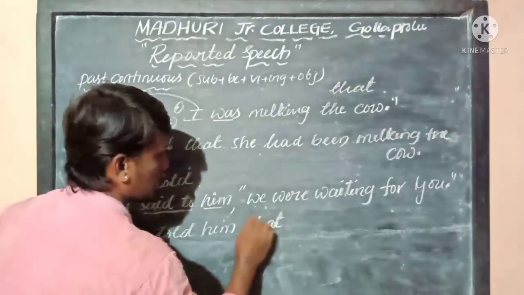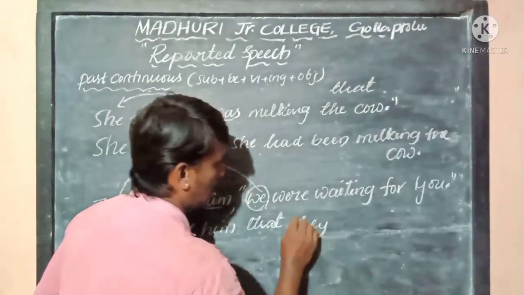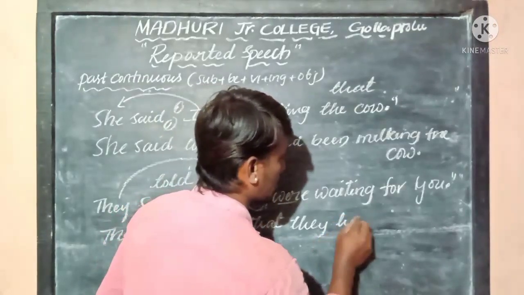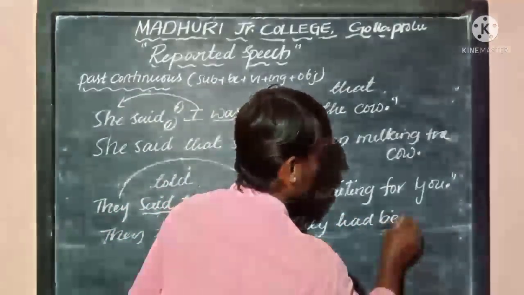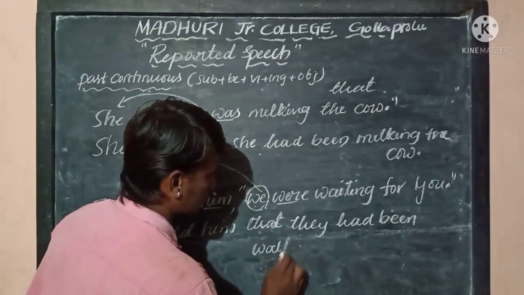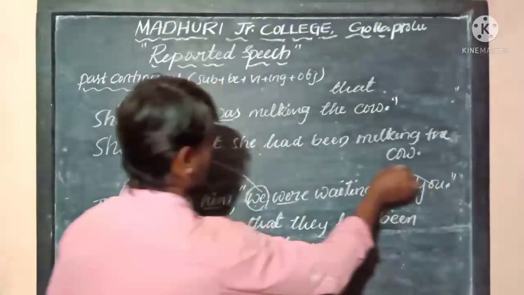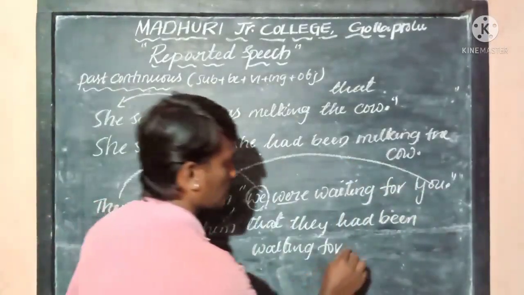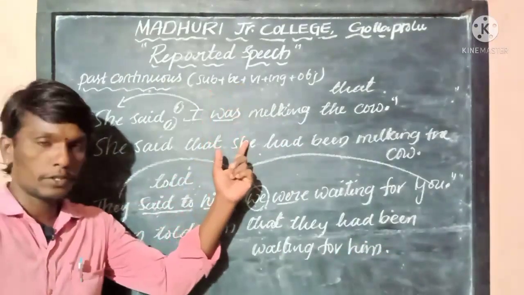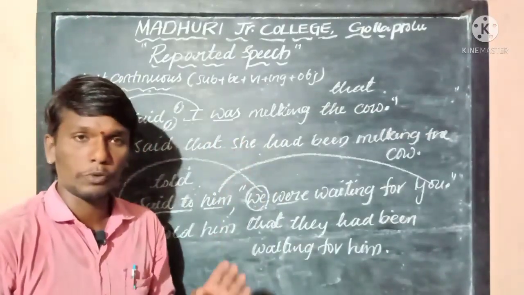That is the conjunction: they told him that. We refers to again they here. So they, as it is a past be form, they had been, it can be written as past perfect continuous tense. Waiting. They had been waiting for. You refers to the object, so write for him. That is how we need to change past continuous tense into the past perfect continuous tense.